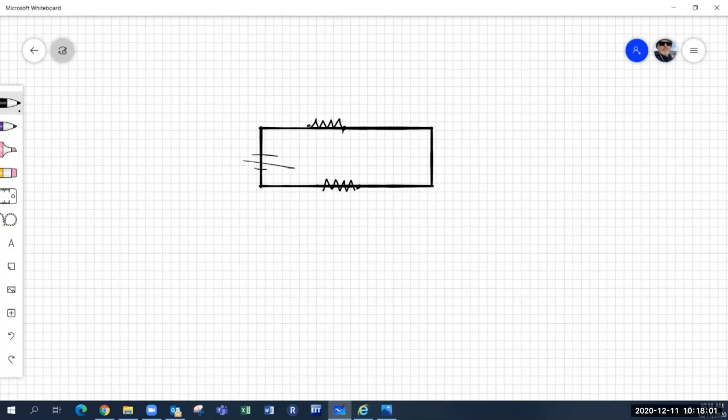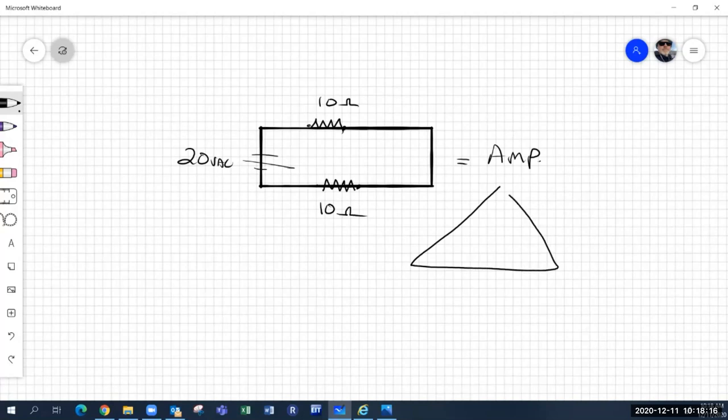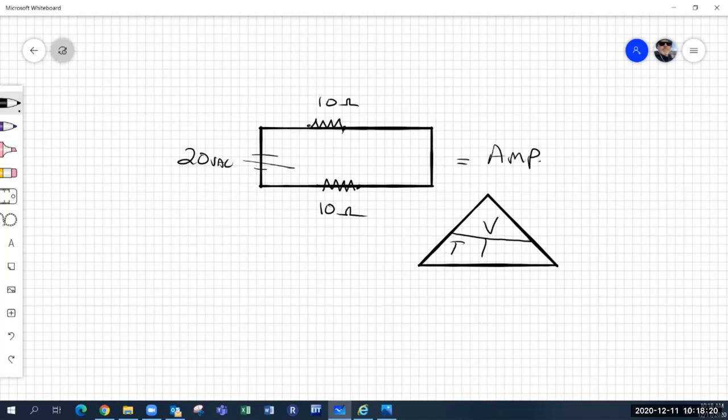If I had a power source of 20 volts AC, I had a 10 ohm resistor and a 10 ohm resistor, what is my amperage? Remember our formula triangle, volts, amps, ohms. What was your answer? Somebody said it there already.